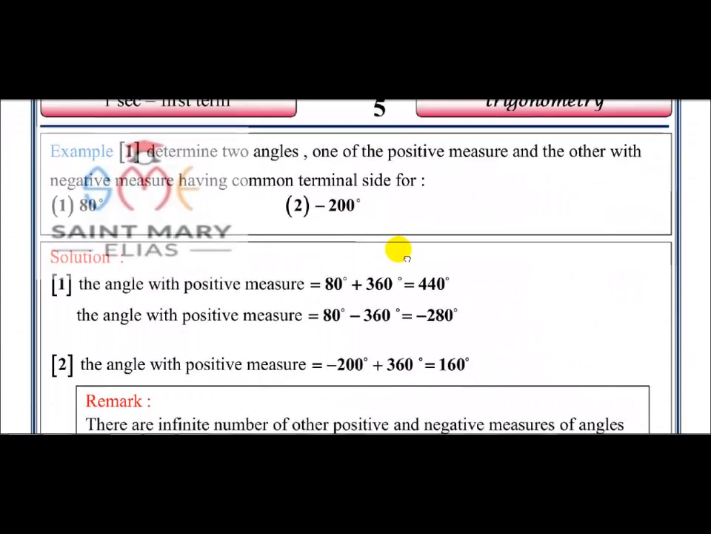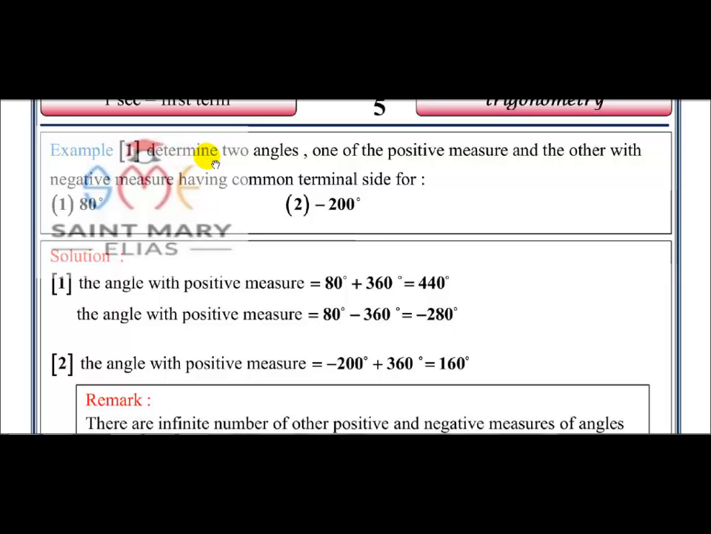Example: determine two angles, one with a positive measure and the other with a negative measure, having the common terminal side. I have angle theta equal to 80. By an easy way, we add 360 to 80 or subtract 360. The positive measure: 80 plus 360, then we get 440.